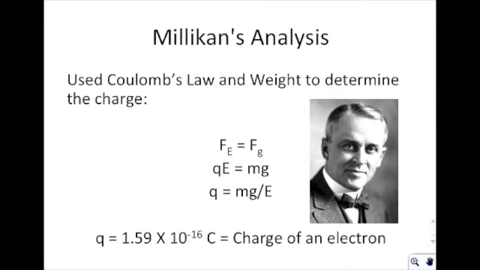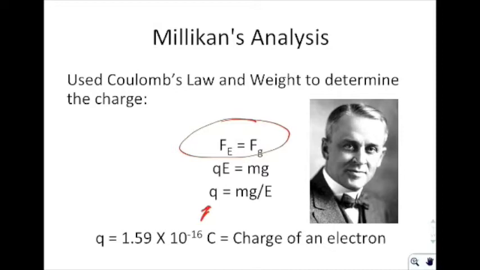Okay, Millikan's analysis used Coulomb's law and weight. If you've taken physics, you should be familiar with something like this, where the electrostatic force is equal to the gravitational force. If you haven't taken physics, don't worry about that. This is actually not relevant to the chemistry part of it, but it's just trying to show you how he did this. You might want to make note that he set these two things equal to each other, and this allowed him to figure out what the charge of an electron was.